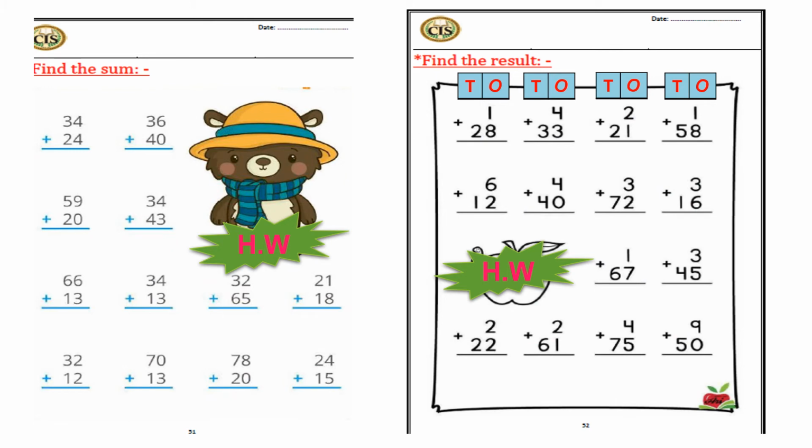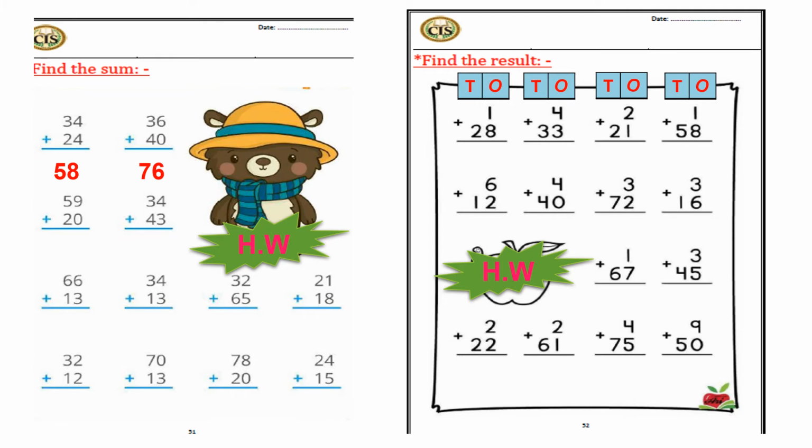Page 51. Find the sum. In the first one here we have 34 plus 24. As we did before, ones with ones, tens with tens. 4 plus 4 equals 8. 3 plus 2 equals 5. So the sum is 58. 36 plus 40. Ones with ones, tens with tens. 6 plus 0 equals 6. 3 plus 4 equals 7. So the sum is 76.